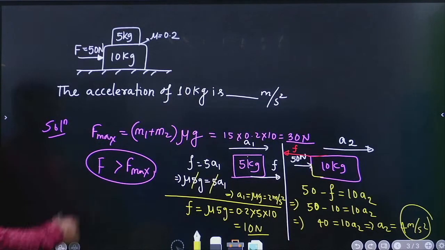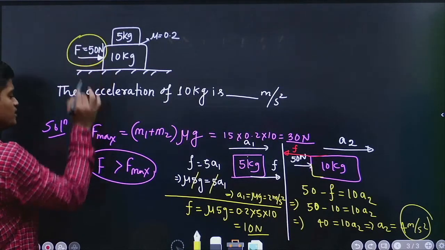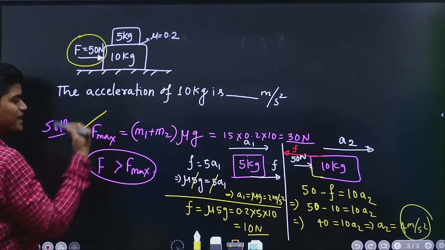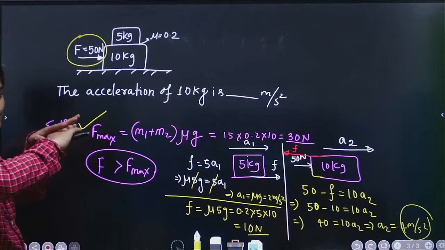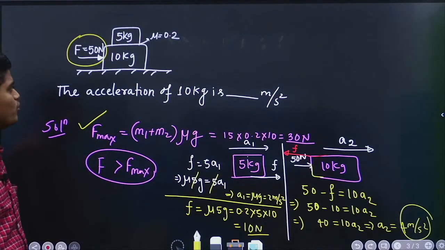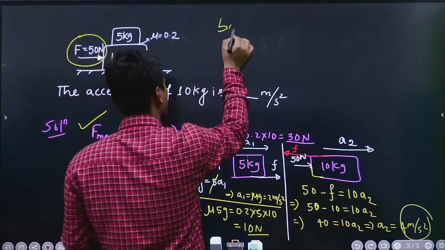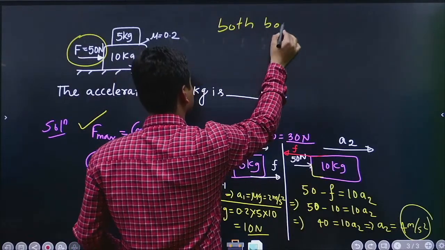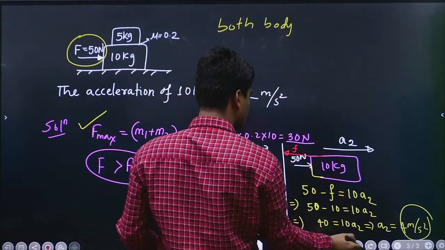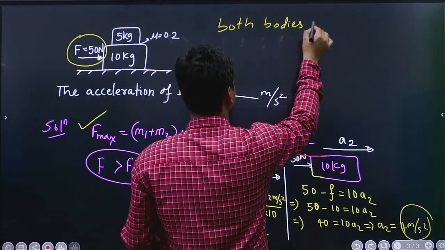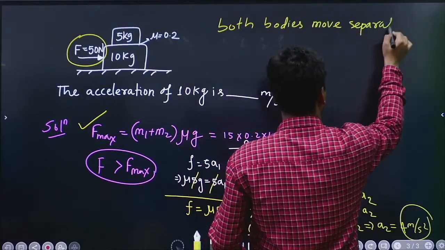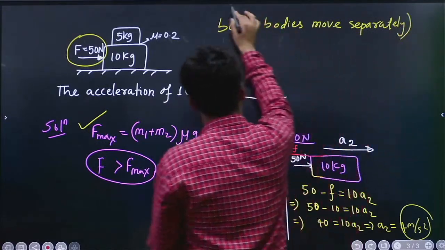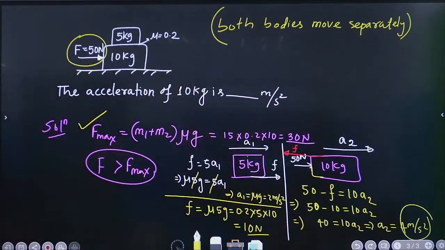So remember, whenever the applied force is greater than your F maximum condition, at that time both bodies will move separately. So in this condition both objects are moving separately. Okay, so this much you remember.